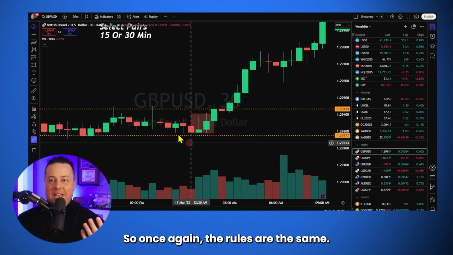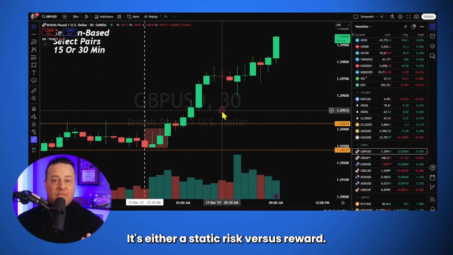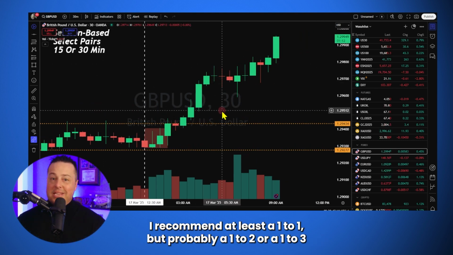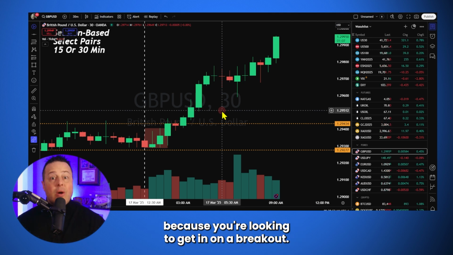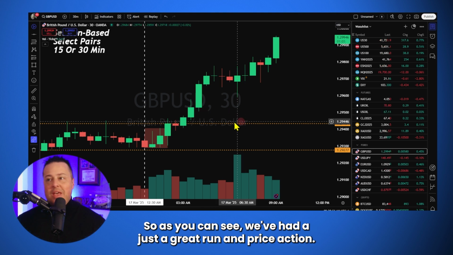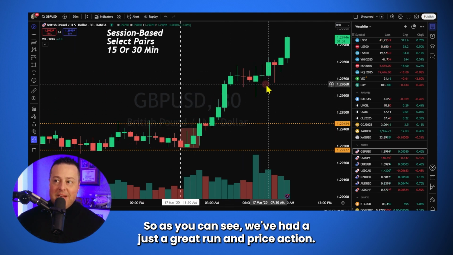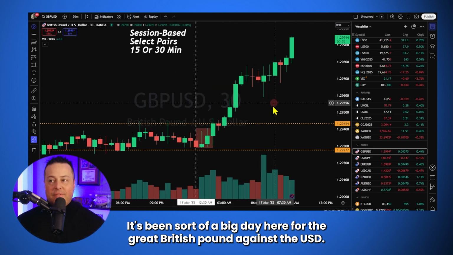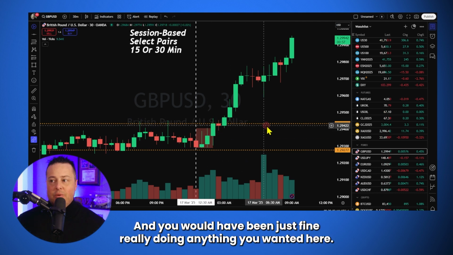So once again, the rules are the same. It's either a static risk versus reward. I recommend at least a 1-to-1, but probably a 1-to-2 or a 1-to-3, because you're looking to get in on a breakout. And the other thing we could do is just use market structure itself. So as you can see, we've had just a great run in price action. It's been sort of a big day here for the Great Britain pound against the USD, and you would have been just fine really doing anything you wanted here.